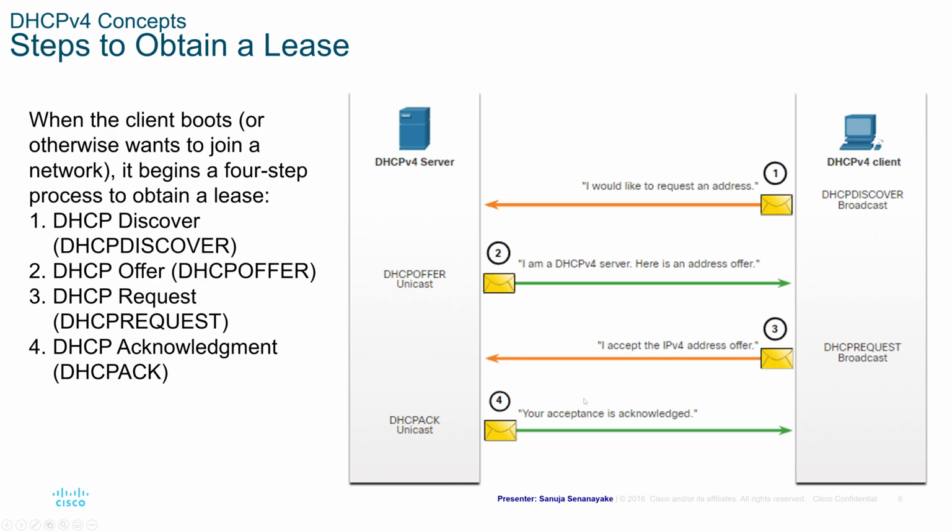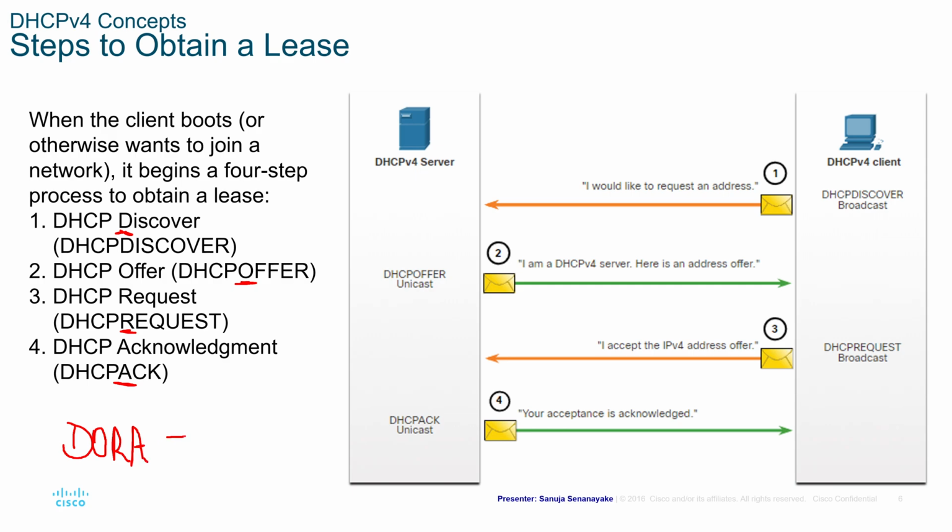What is really important here is that you need to learn and understand this process of obtaining that lease. The DHCP Discover, DHCP Offer, DHCP Request, and DHCP Acknowledgement, in that order, is how a client obtains an IP address from a DHCP server. One of the tricks that I use to remember this process, which is very famous, is DORA. Discover, Offer, Request, Acknowledge. That spells out DORA.